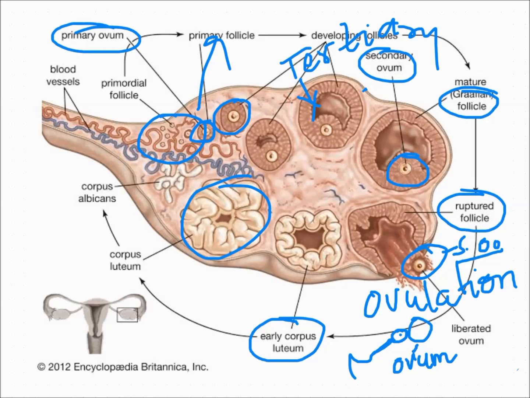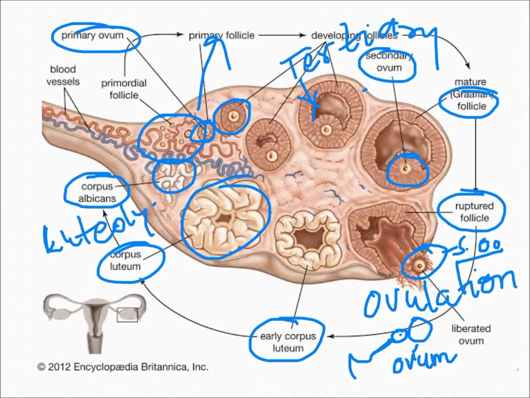And this ruptured Graafian follicle is called corpus luteum, and when there is fertilization, then corpus luteum will produce a hormone called progesterone. But if fertilization has not occurred, then corpus luteum will degenerate, and this degenerated corpus luteum will remain as a connective tissue, and this will be called corpus albicans. And this process of degeneration of corpus luteum is called luteolysis. Luteolysis, isn't it?